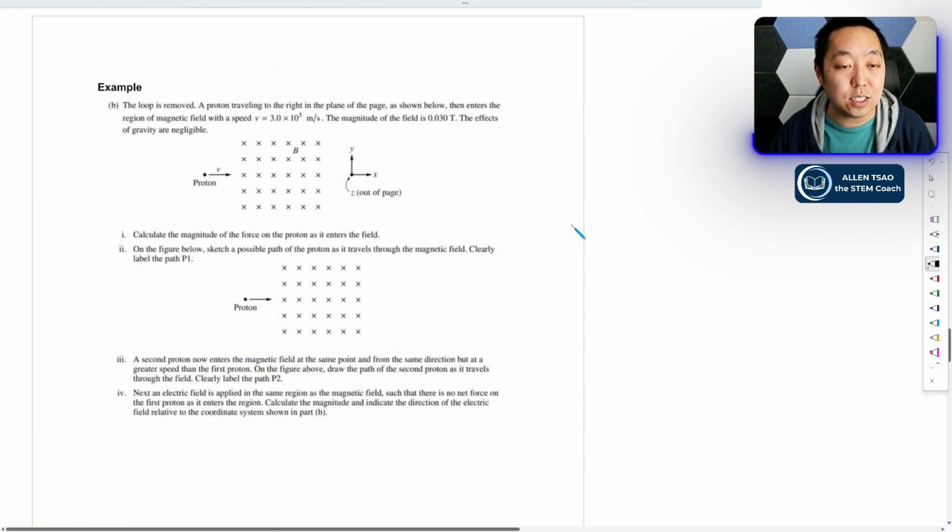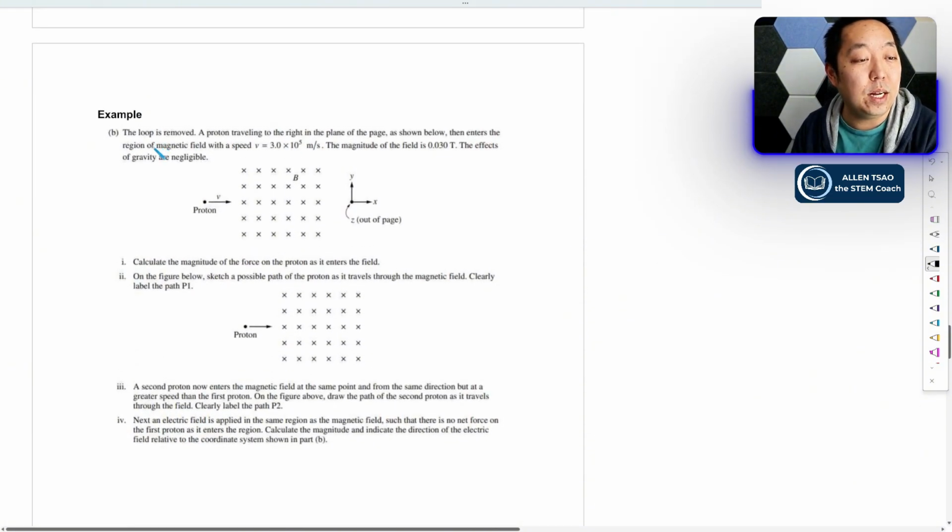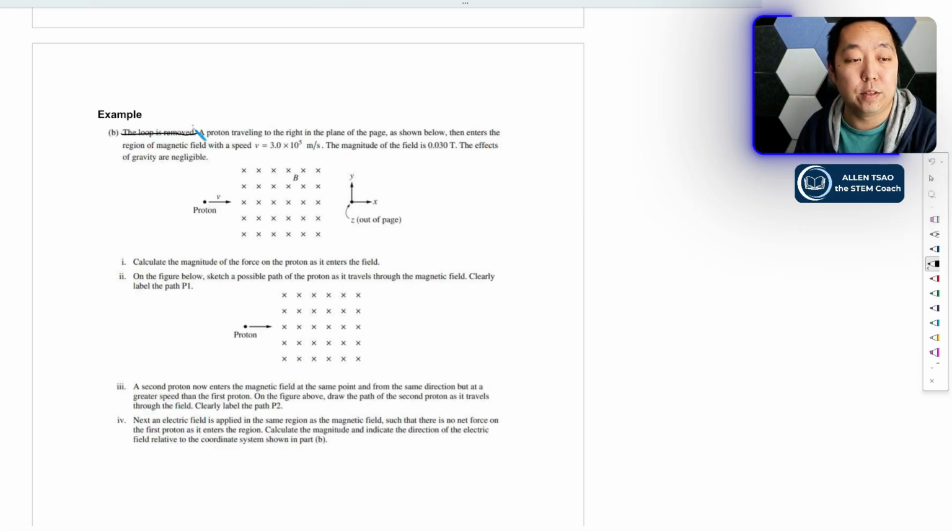Okay, so let's look at some problems here. I skipped part A of this problem because it wasn't really relevant for this. Protons are traveling to the right in the plane of the page. A proton enters a magnetic field with this speed, and the magnetic field is here. The effects of gravity are negligible. Calculate the magnitude of the force on the proton as it enters the field.